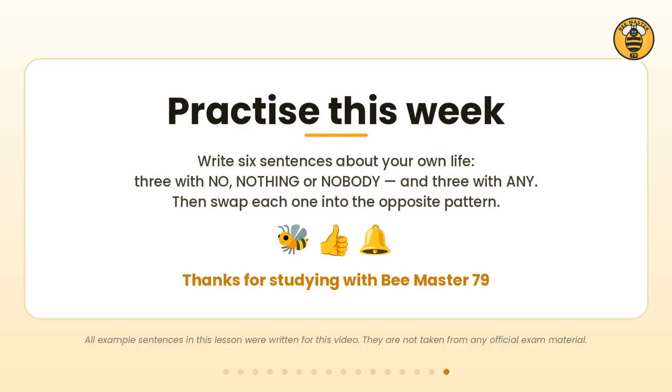Here is your homework, and it takes about 10 minutes. Write 6 sentences about your own life, 3 of them using no, nothing or nobody, 3 of them using any. Then write each sentence in the opposite pattern. If you can do that without hesitating, this grammar is yours.